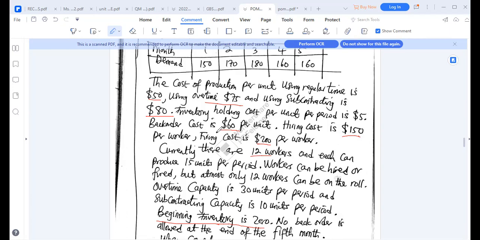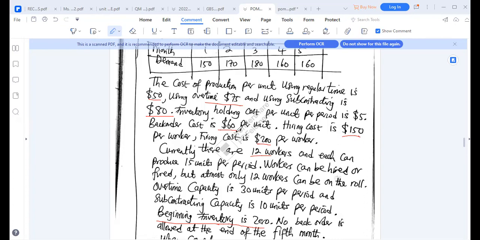It's better you just declare that you don't have stock, because if you allow the 11 workers to go overtime, it will be expensive. We'll be paying them 75 kwacha per unit. Then subcontracting per unit is $80. Then the back order cost per unit is $60.